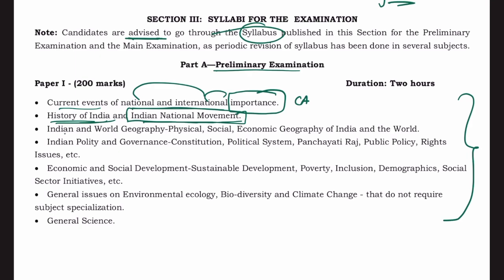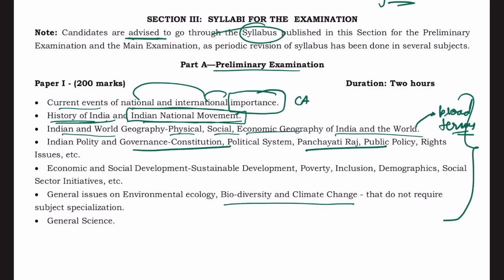Then, Indian and world geography, physical, social, economic geography of India and the world. Again, very broad terms given, right? Same with Indian polity, Panchayati Raj, everything. Again, very broad. So these are just topics which UPSC has enlisted, right? Very broad topics. Now, biodiversity and climate change, a very broad topic, right? General science. What is general science? Science around us is general science.